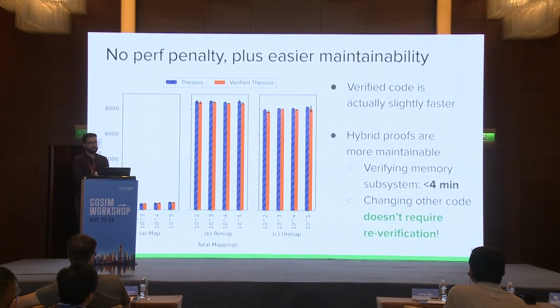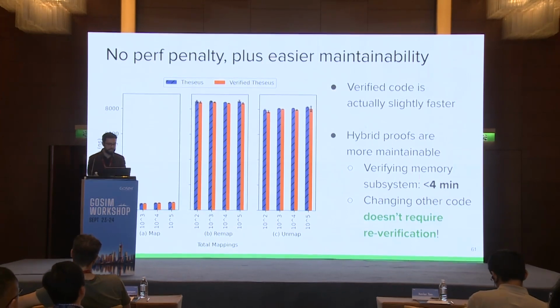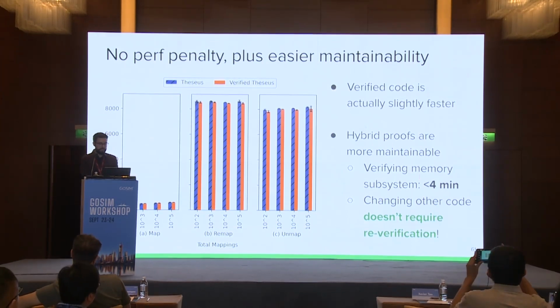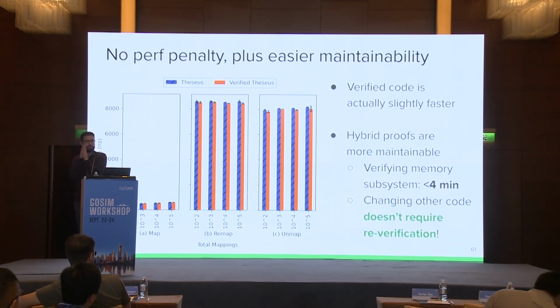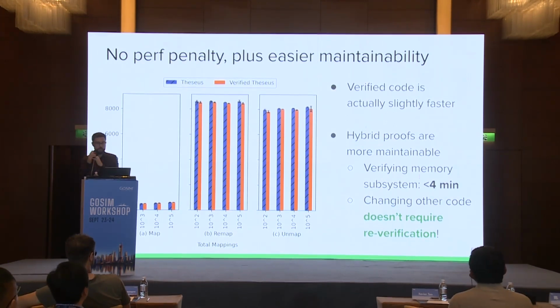I also want to highlight that verification does not actually impose a performance penalty, and sometimes it can even be better. That really depends, and I'm not going to cast this in a broad sense, but the key point here is that it actually makes things more maintainable. A hybrid proof is a lot more maintainable because we're using the type system to take these invariants and make them applicable to a lot of other code.